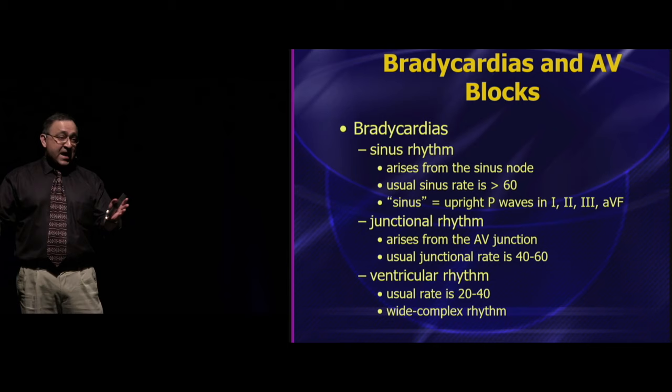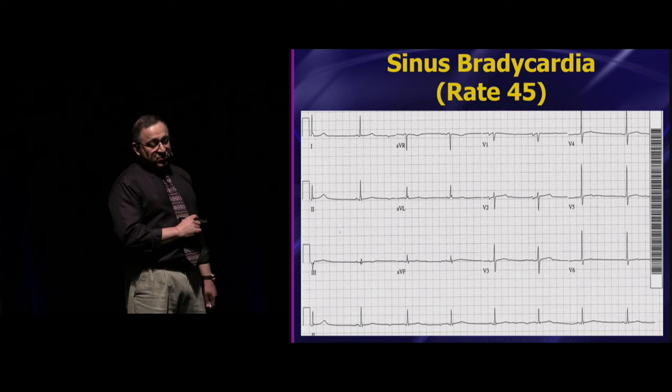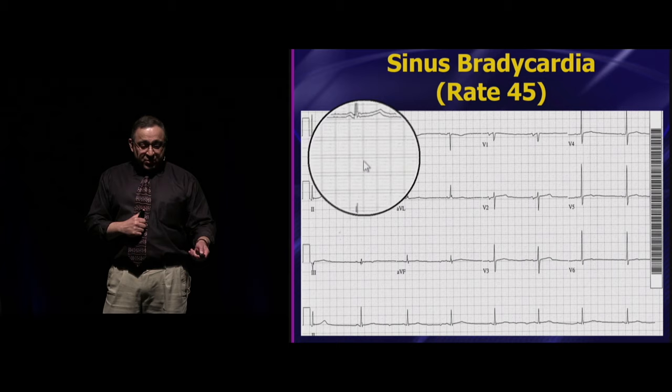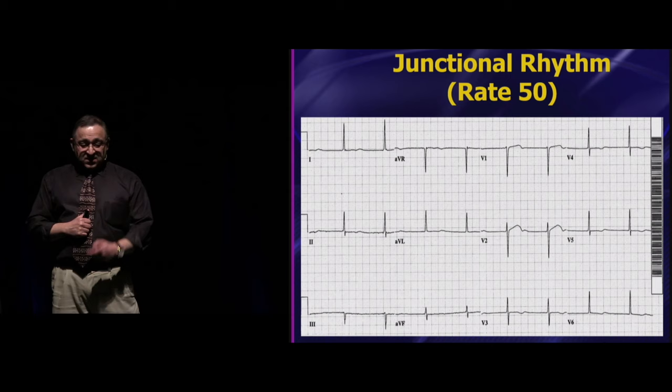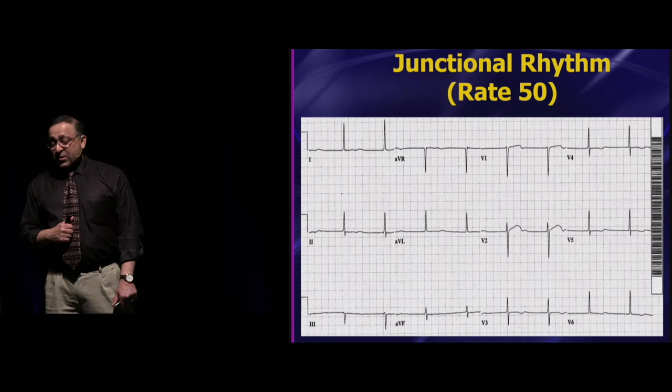Here's your classic sinus rhythm or sinus bradycardia, and you'll notice that because the P waves are upright in 1 and 2 and 3 and aVF and aVL and inverted in aVR, we're allowed to call this sinus. All right, simple stuff. Junctional rhythm, you see that this is a slow rhythm. It's narrow. The rate's about 40 to 60. This is your typical junctional rhythm.